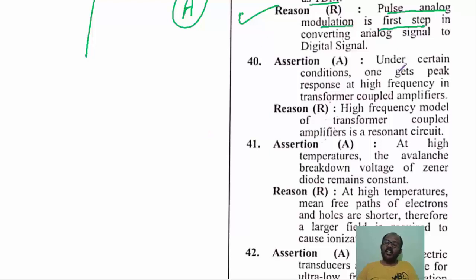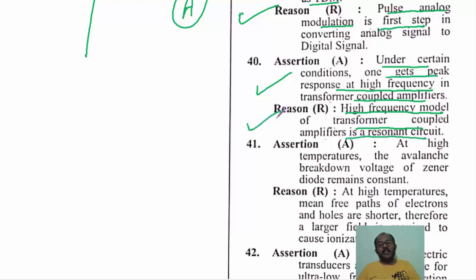40th question, what they are telling is under certain condition one gets peak response at high frequency in transformer coupling amplifier. This statement is correct, and the reason they are telling is high frequency model of a transformer coupled amplifier is a resonant circuit. Under resonance you will be getting either current as maximum or voltage as maximum. Similarly, you need to check for impedance also.